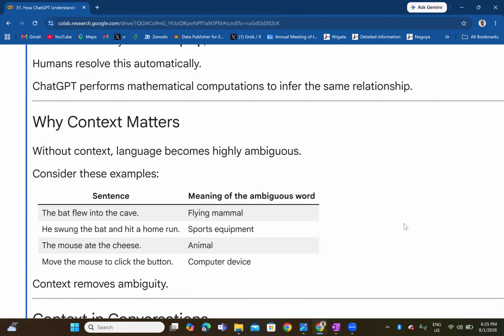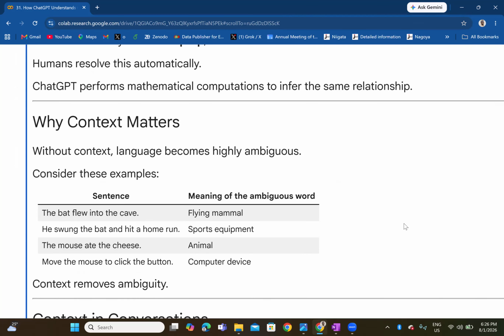Now, why does context matter? Without context, language becomes highly ambiguous. Consider these examples. The bat flew into the cave, where the ambiguous word means a flying mammal. It could also be a bat for playing sports: he swung the bat and hit a home run. That is the sports equipment there. The mouse ate the cheese. Of course, that mouse is an animal. Move the mouse to click the button.